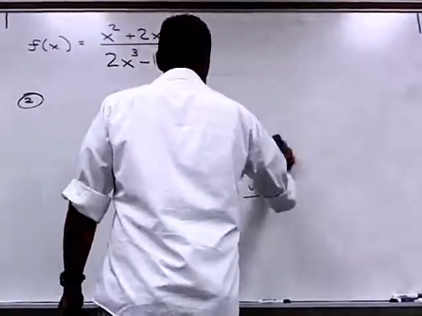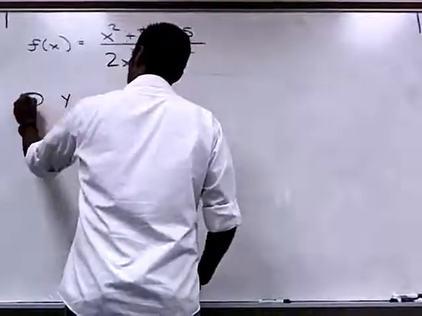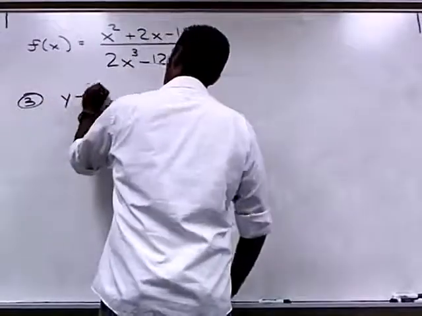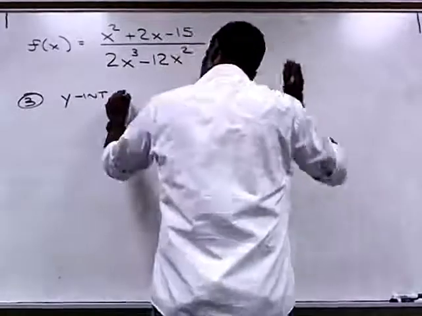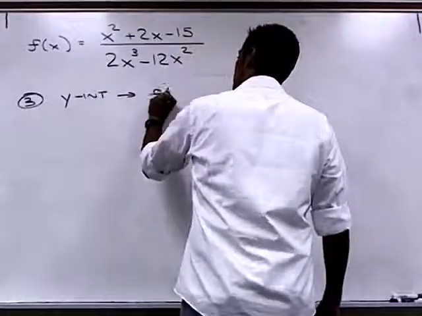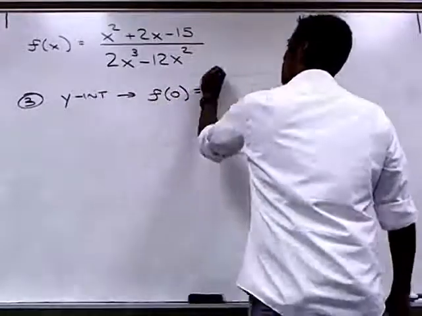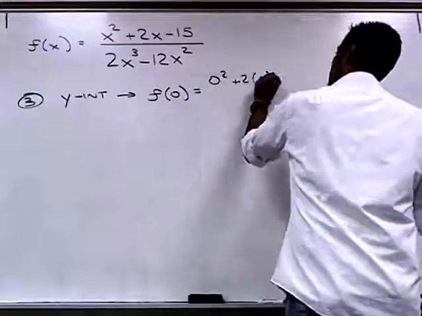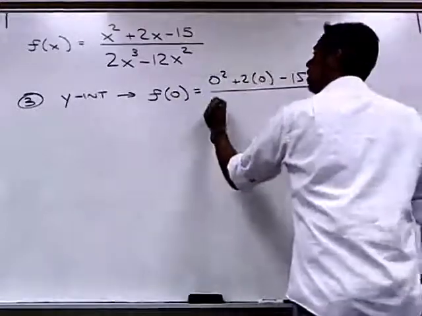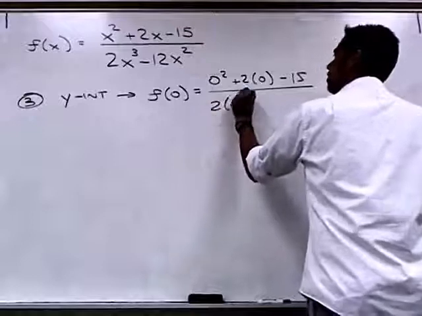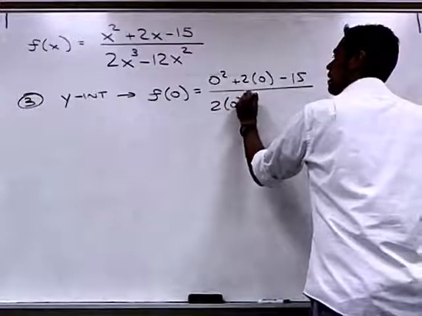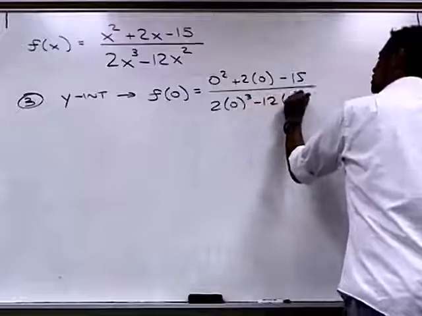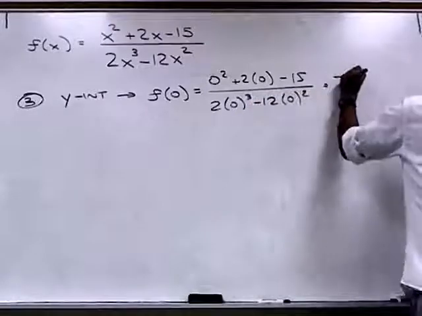Next, y-intercept. Okay, so to do that, I plug 0 into the function. Let's see, 0 squared plus 2 times 0 minus 15, over 2 times 0 cubed minus 12 times 0 squared, right? That gives me negative 15 over what?